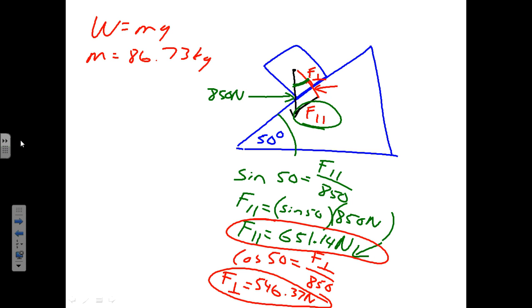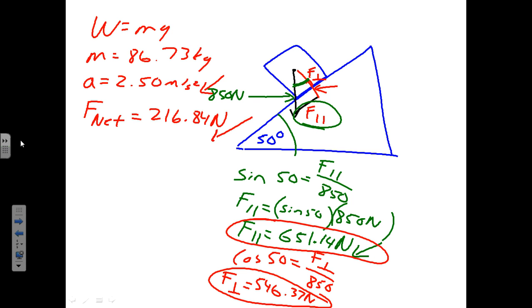So to find the net force, take the mass times the acceleration. The acceleration was given to us as 2.5 down the plane. So we'll take our mass, 86.73, times 2.5. So our net force, 216.84. And again, if we were writing down our answer right now, we'd say 217 to get the sig figs right. And that net force, the box is sliding down the plane, so we ought to put an arrow to let us know which way. Everybody with me so far?